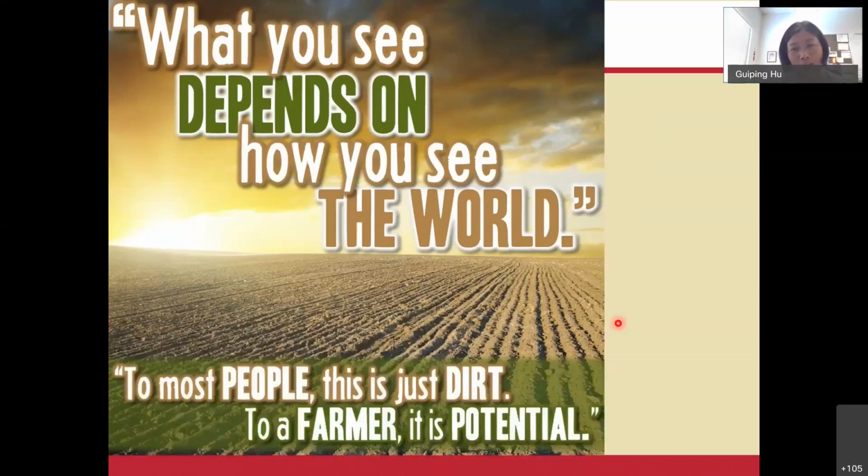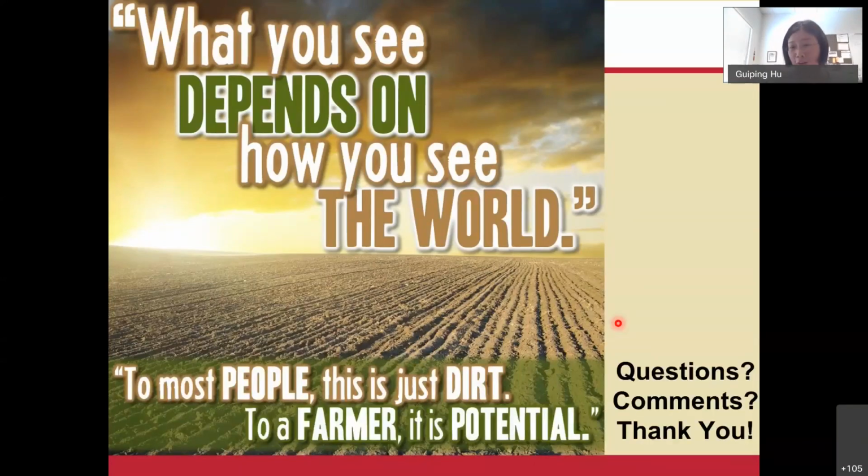I really like this quote. It was shared by one of my colleagues. What you see depends on how you see the world. To most people, this is just dirt. Ten years ago, if you asked me, this was dirt to me. But to a farmer, this is potential. As a researcher in this area, it's very important for us to provide our contribution to maximize the potential of this piece of land. So with that, I will stop and answer any questions you may have.